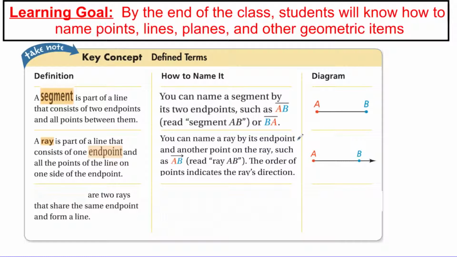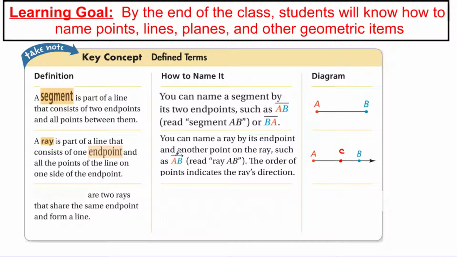Okay, so for example, in this one I'm starting at A, and I'm traveling in the direction of B, so I'd call this ray AB. Okay, I could put another point in here, C, and it would equally be as valid to call this ray AC, because C is also on the ray traveling in the direction of that arrow. So you can name it many different ways if there happen to be more than one point on the ray itself.